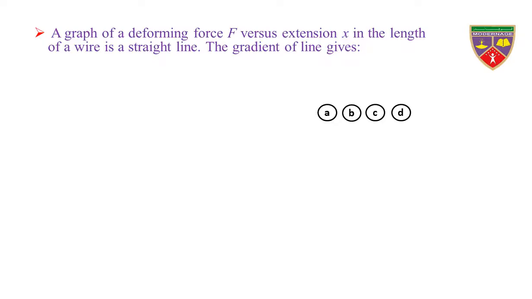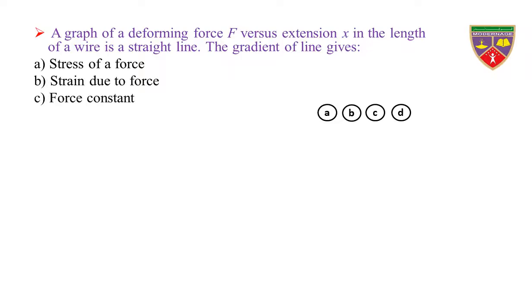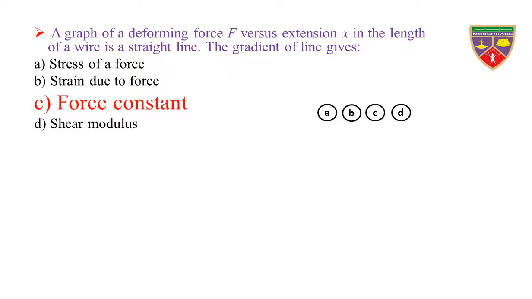A graph of a deforming force F versus extension x in the length of a wire is a straight line. The gradient of line gives: option A, stress of a force; option B, strain due to force; option C, force constant; option D, shear modulus. The key is force constant. Therefore, the correct option is C.